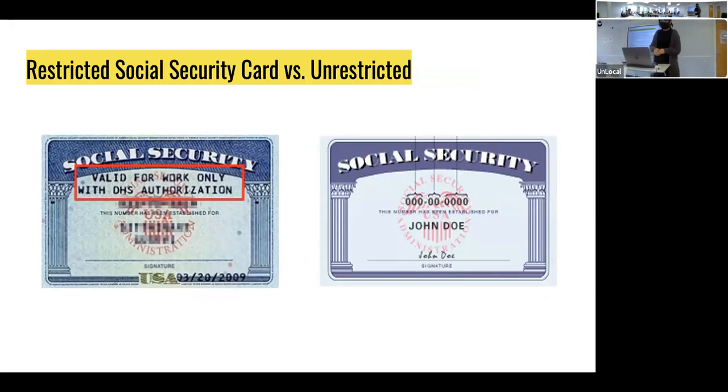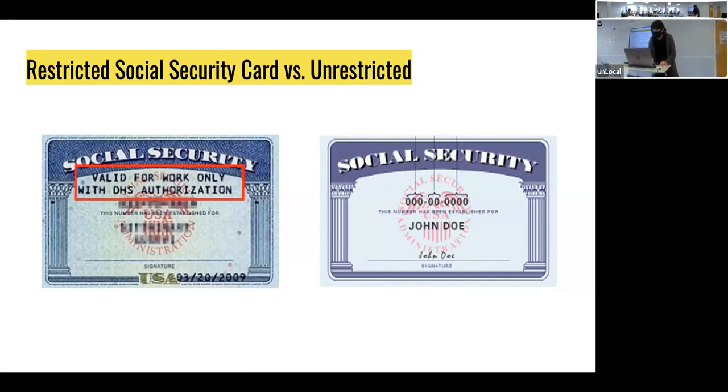But for those of you on Zoom, you will see the difference between a restricted Social Security card and an unrestricted Social Security card. For asylum seekers who apply for a work permit, the one on the left is what you're probably going to see: the Social Security card with "valid for work only with DHS authorization." The unrestricted Social Security card is not going to have that text whatsoever.